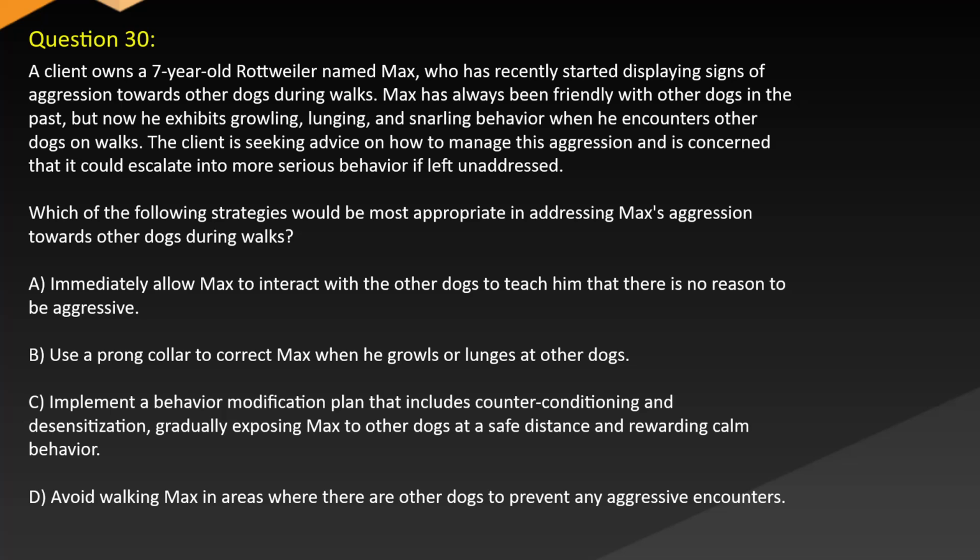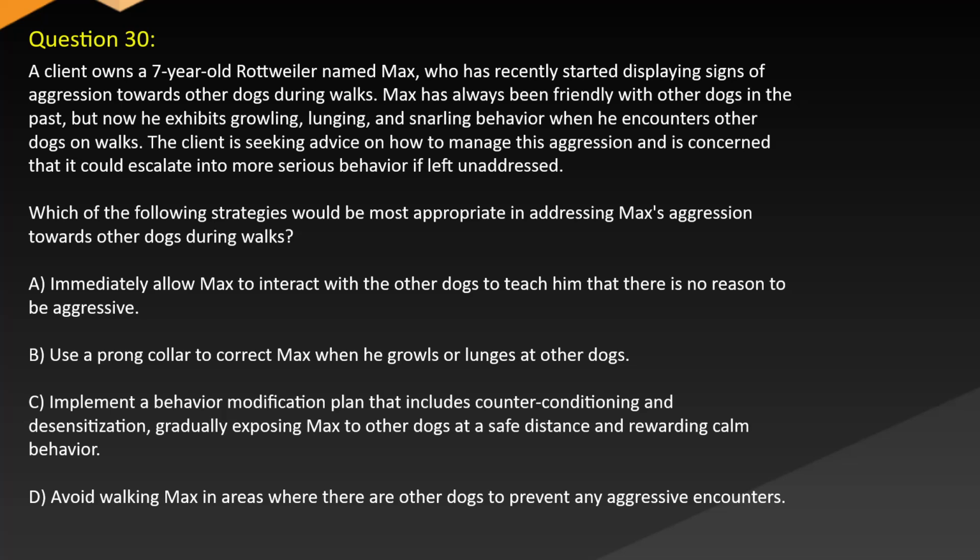Question 30. A client owns a 7-year-old Rottweiler named Max, who has recently started displaying signs of aggression towards other dogs during walks. Max has always been friendly with other dogs in the past, but now he exhibits growling, lunging, and snarling behavior when he encounters other dogs on walks. The client is seeking advice on how to manage this aggression and is concerned that it could escalate into more serious behavior if not addressed. Which of the following strategies would be most appropriate in addressing Max's aggression towards other dogs during walks?